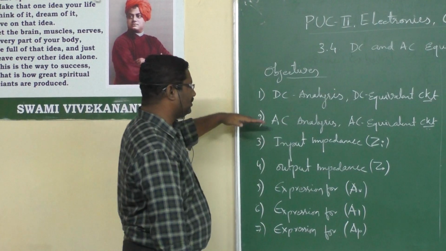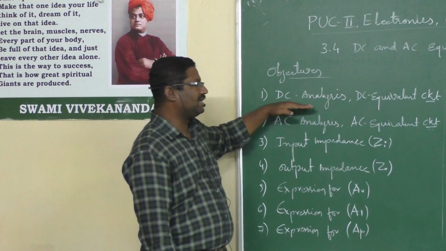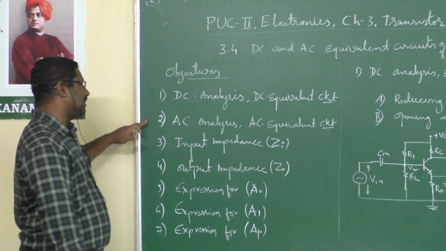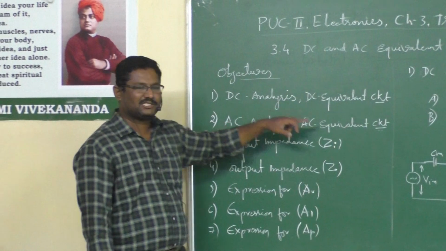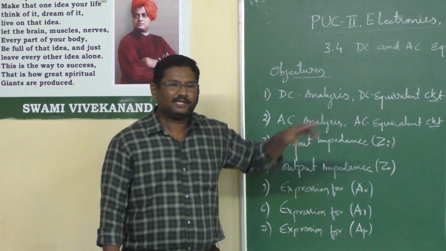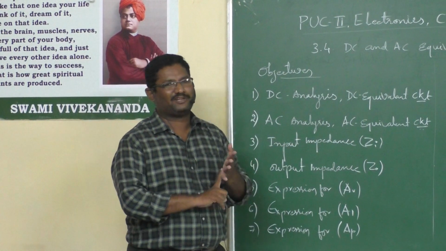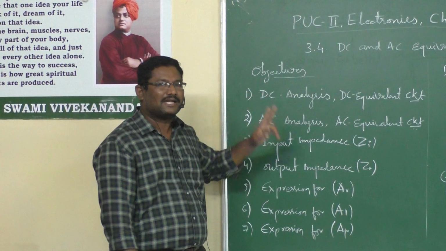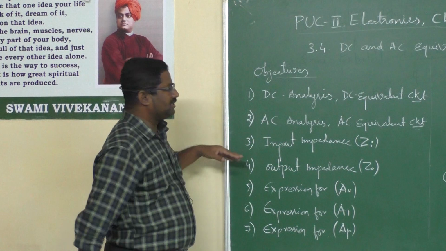So what are the objectives? Let us see. The first one is DC analysis by writing the DC equivalent circuit. The second objective is AC analysis by writing the AC equivalent circuit. In both cases we are taking the CE amplifier circuit, not CB, not CC. We are taking only the CE amplifier circuit, and for that circuit we are writing its equivalent circuit.